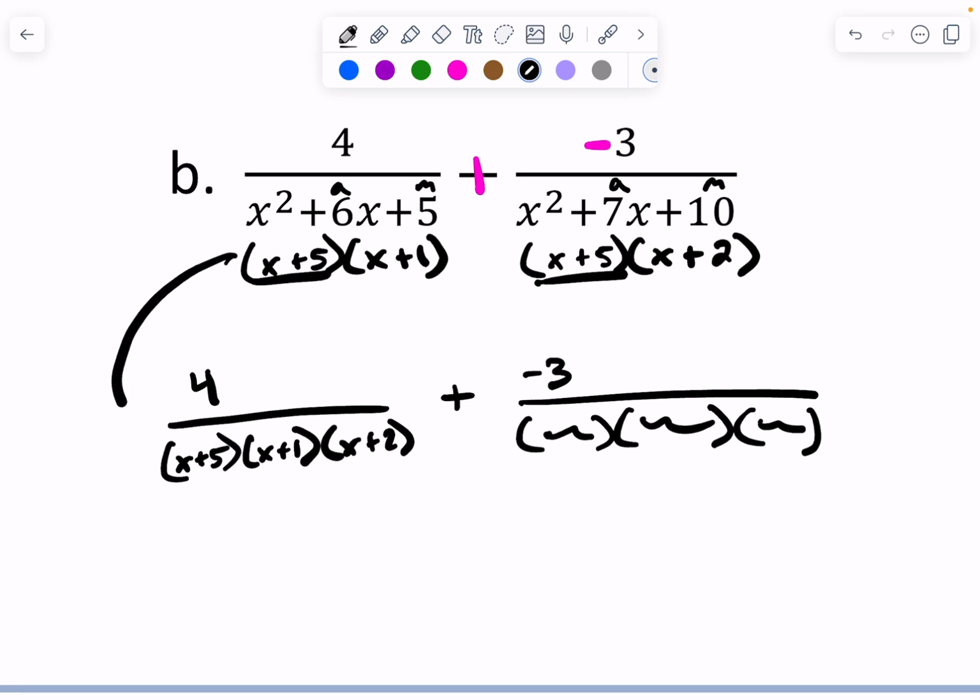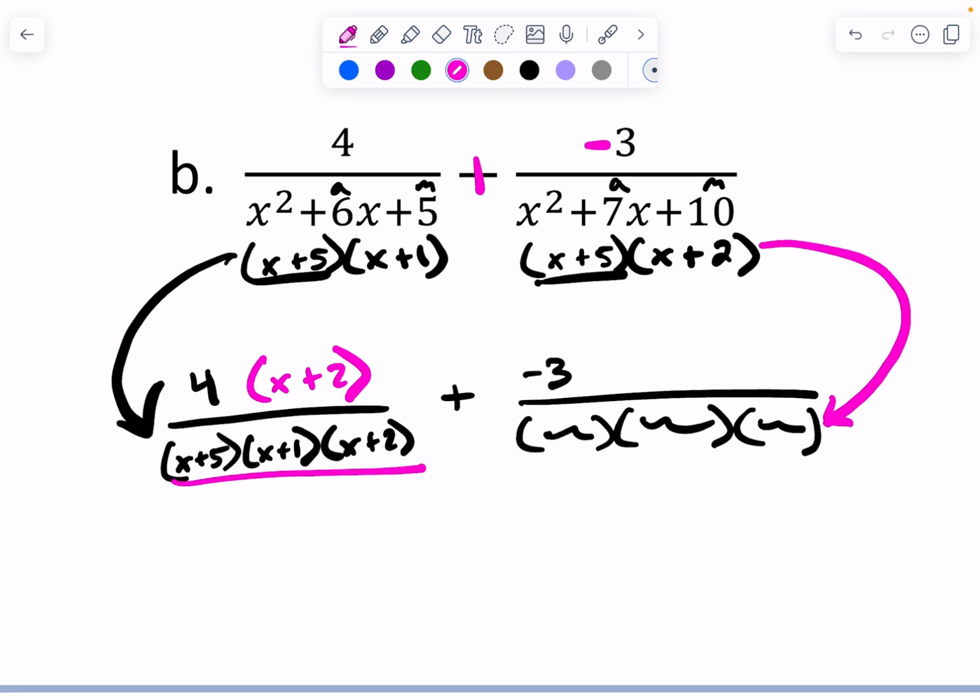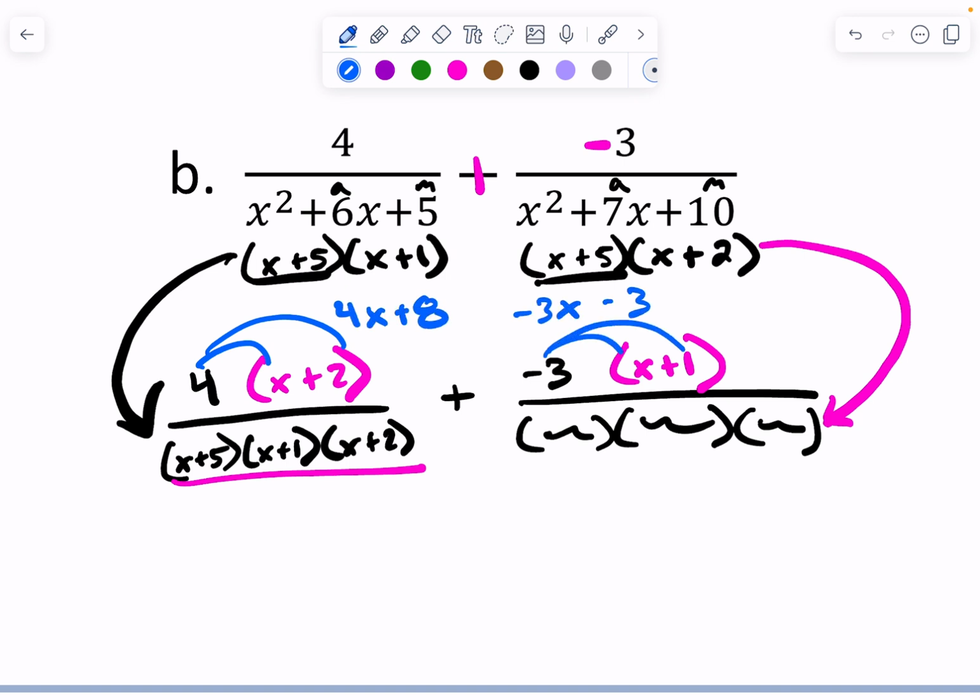So what do I need to multiply the 4 by to get this same bottom? It is missing the x plus 2. So I'm going to multiply it there. Okay. This one, what is it missing? Well, I can't really tell. I have to look over at this one. It is missing the x plus 1. Okay. All right. And then what I'm going to do is distribute my 4 through. So I've got 4x plus 8. And here I've got negative 3x minus 3. And then I just put it all under one roof.